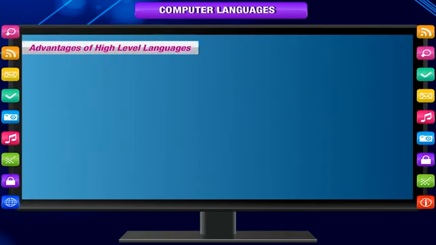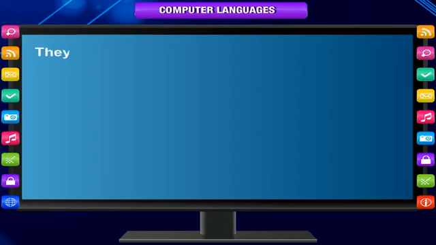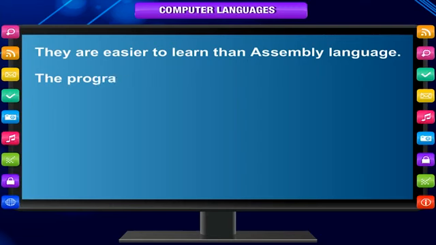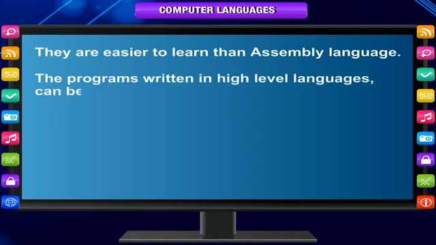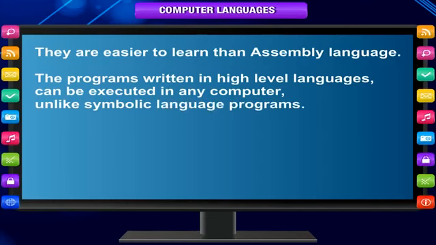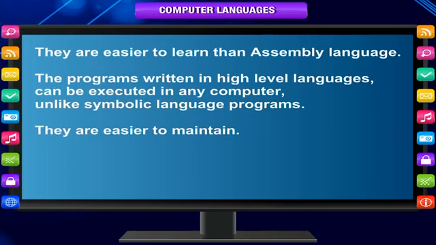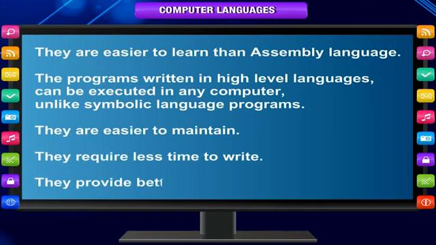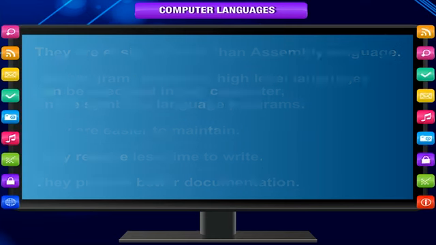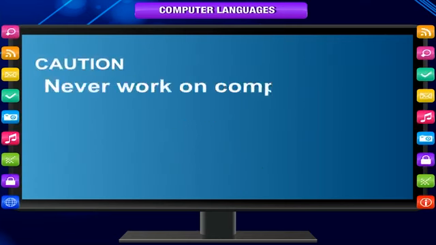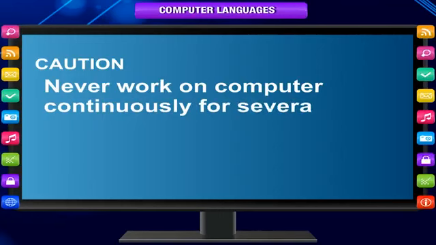Advantages of high-level languages. They are easier to learn than assembly language. The programs written in high-level languages can be executed in any computer, unlike symbolic language programs. They are easier to maintain. They require less time to write. They provide better documentation.